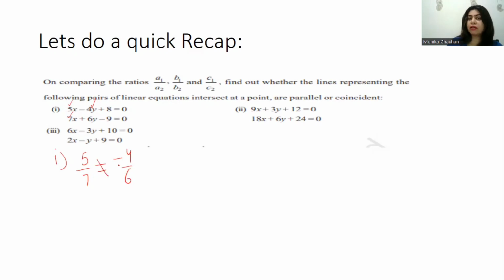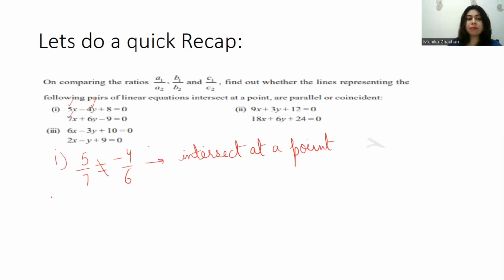So what could be the condition now? When a1 upon a2 is not equal to b1 upon b2, what do we do in such cases? This means that the pair of linear equations will intersect at a point. They will intersect at a point. So this is a quick recap of what we did in our last video. So you have to recognize this.